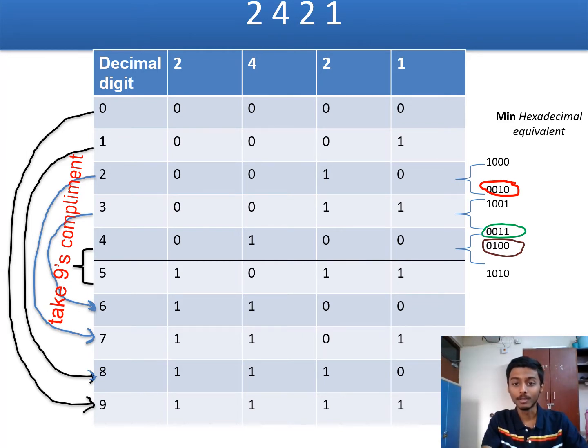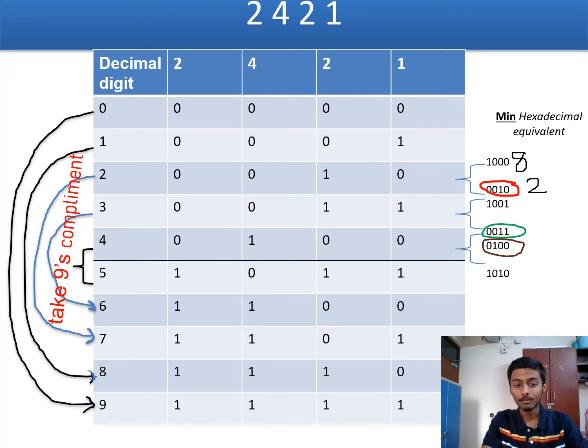Now which one to consider? We have a rule for that. We write the hexadecimal equivalent of these two possible combinations. For the combination 1000, its hexadecimal equivalent is 8, and for 0010 its hexadecimal equivalent is 2. Obviously 2 is the minimum value, so we consider the second combination and write it as 0010. Similarly, we do it for 3 and 4. But after 4, the story changes.